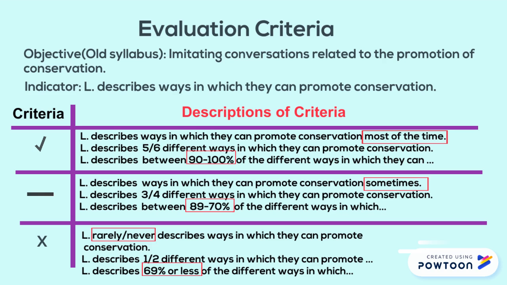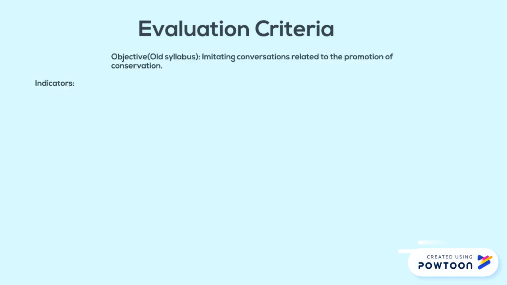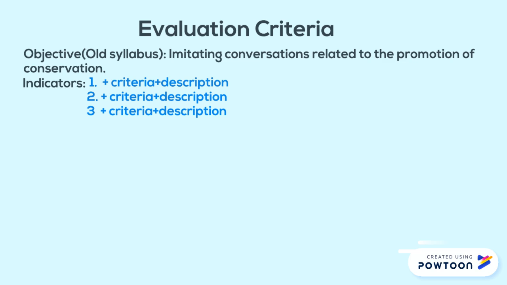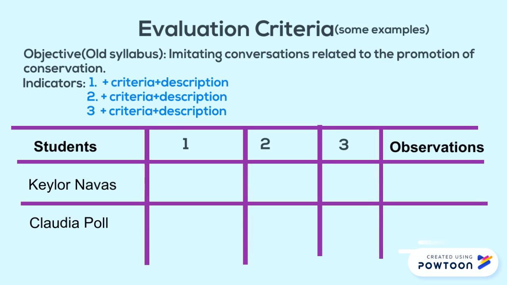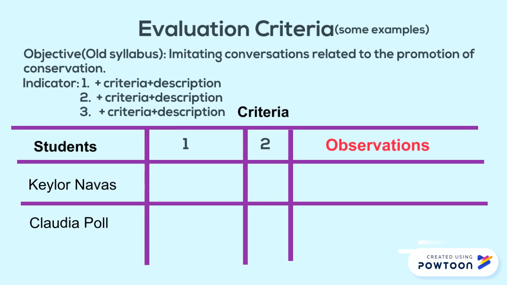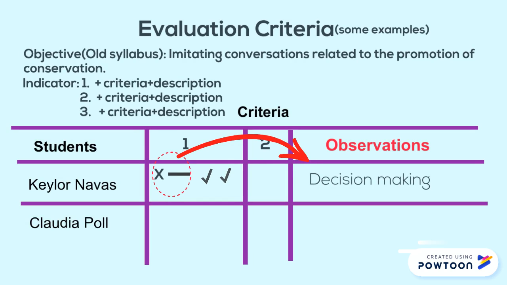Remember that the indicator has to be measurable and observable. When you have your indicators for the objective and the corresponding criteria and descriptions, you are ready to assess the learning process of your students. The information that you gather is used for making decisions about the process to help the students learn and reach the goal or objectives. You can assign homework, give extra practice, or even send a note to parents.